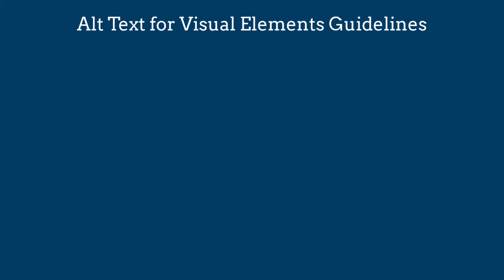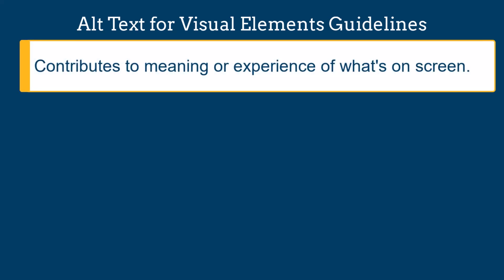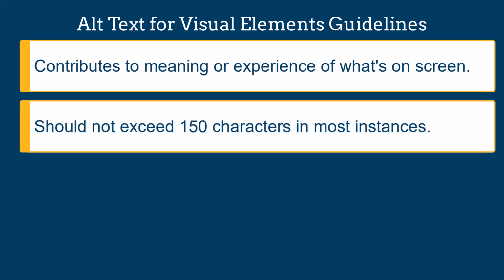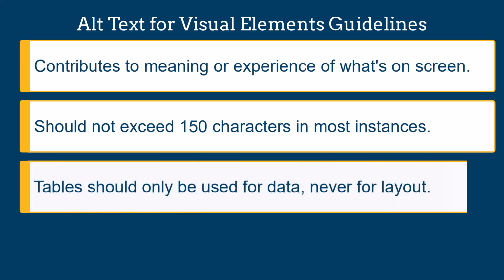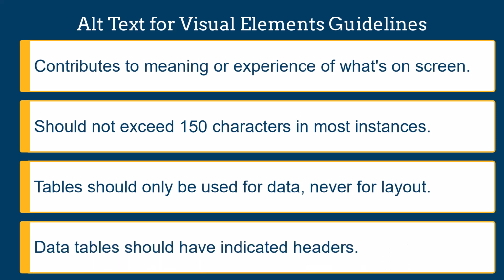Again, the guidance for using alternative text for visual elements is that the alternative text should contribute to the meaning or the experience of what is occurring on screen. It should be less than 150 characters in most instances. And tables should be used for data and not for layout. And that data should have a header indicated, whether it be in the column, the row, or both.